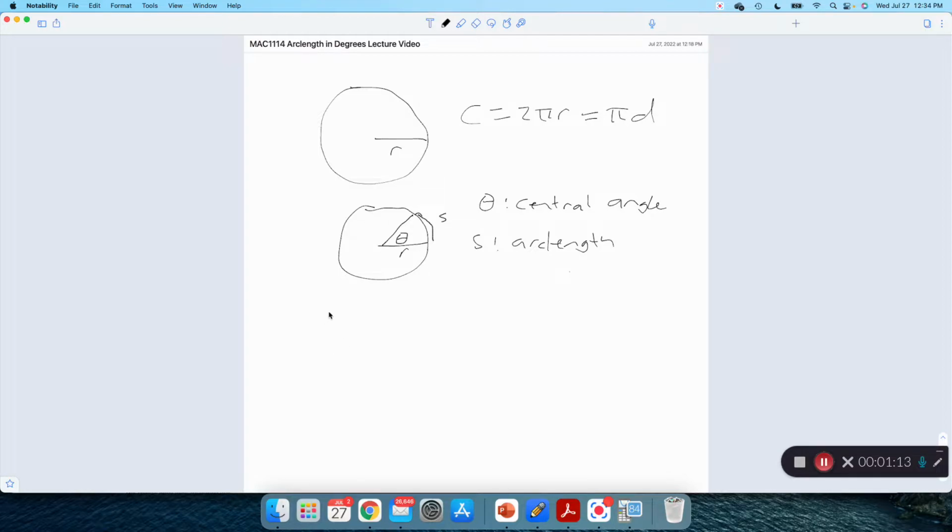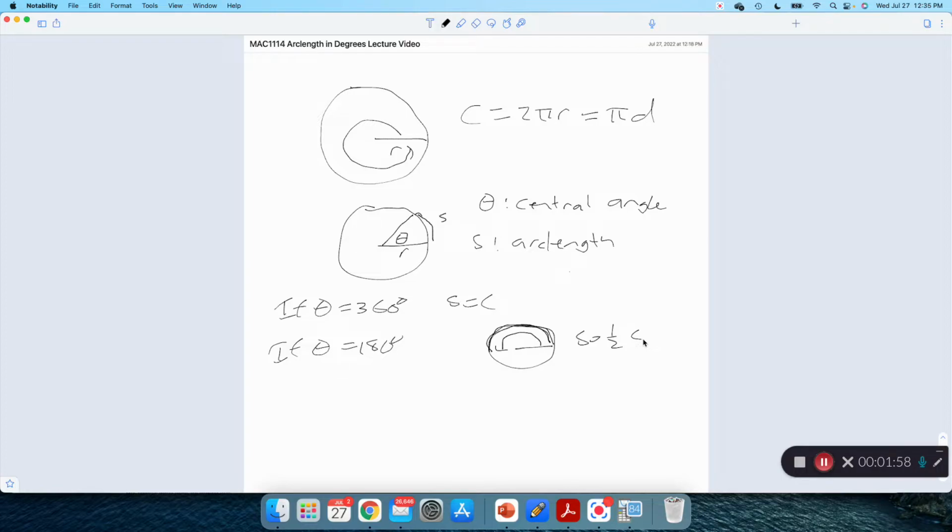Well, first off, if theta is 360 degrees, if we go all the way around, then we already know what S is. If you go all the way around, S would just be the circumference. What if we went halfway around? What if, I don't know, maybe theta were 180 degrees? So we got some circle, and I go from here and rotate to here. I want this length there. Well, that's obviously half a circle. We get half the circumference.